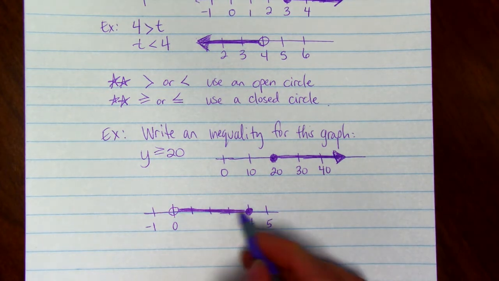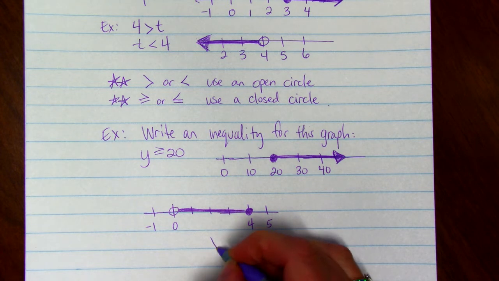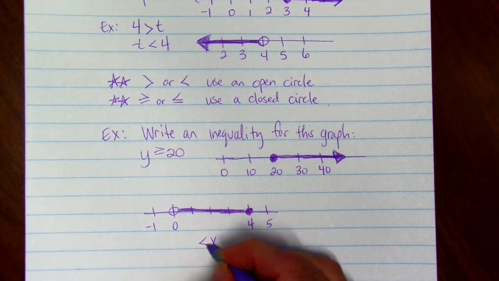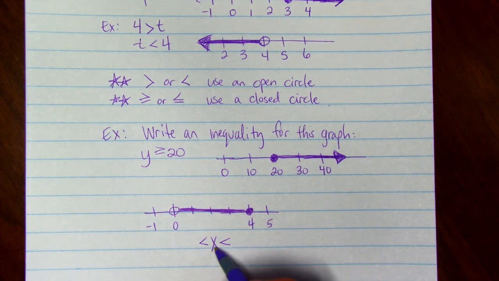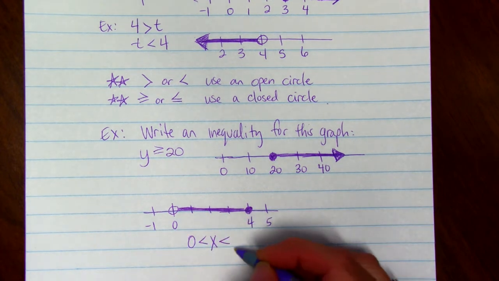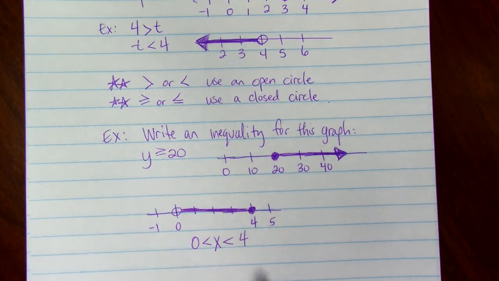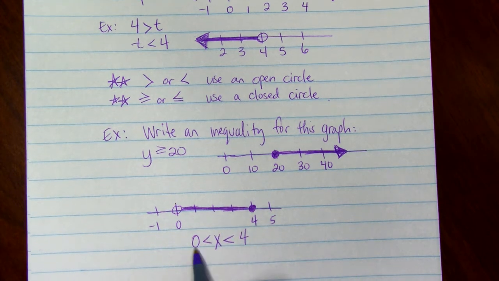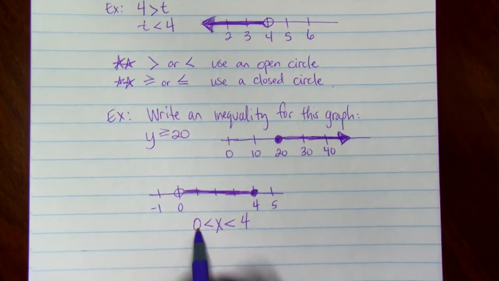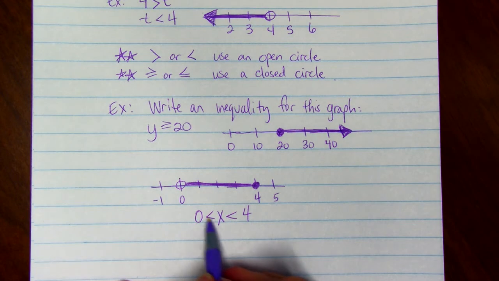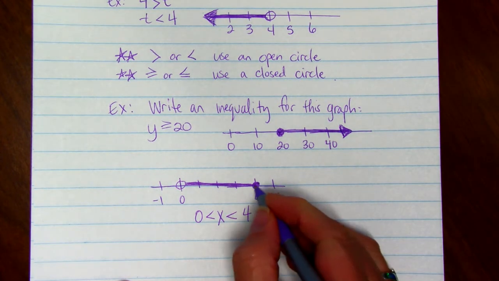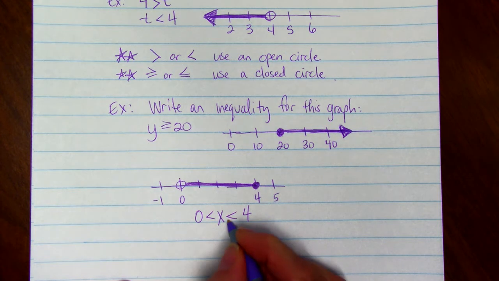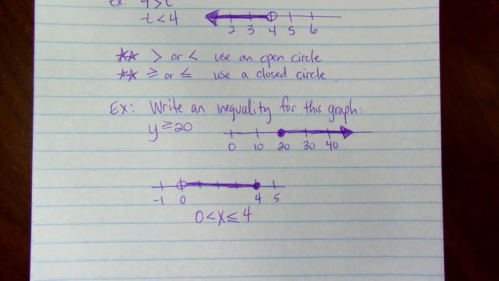Well, x is between two numbers, so I'm going to put x here. We have less than signs always. The smaller number to the left, the bigger number to the right. Now we have to figure out if we need the equal sign. So 0 has an open circle, so there'll be no bottom of the equal sign. Since 4, that circle is colored in, we're going to put a little line under it. So this is the inequality for that graph.